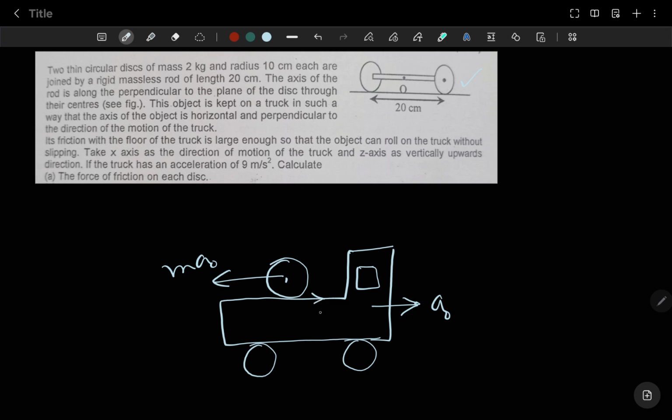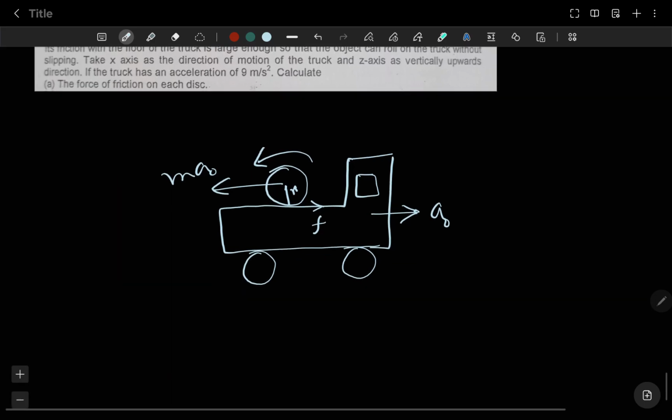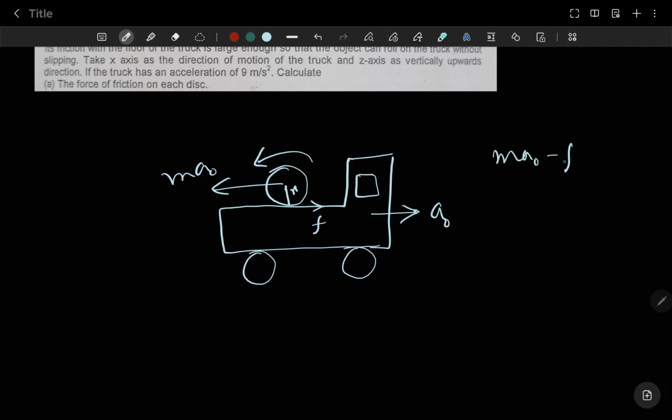The friction must act in this direction because it is the friction that will produce the torque and which will rotate the wheel in this direction. Okay, so here we will get ma0 minus f is equals ma. Okay, a is the acceleration. Remember, a is the acceleration of the wheel with respect to the truck, with respect to the reference frame of the truck.